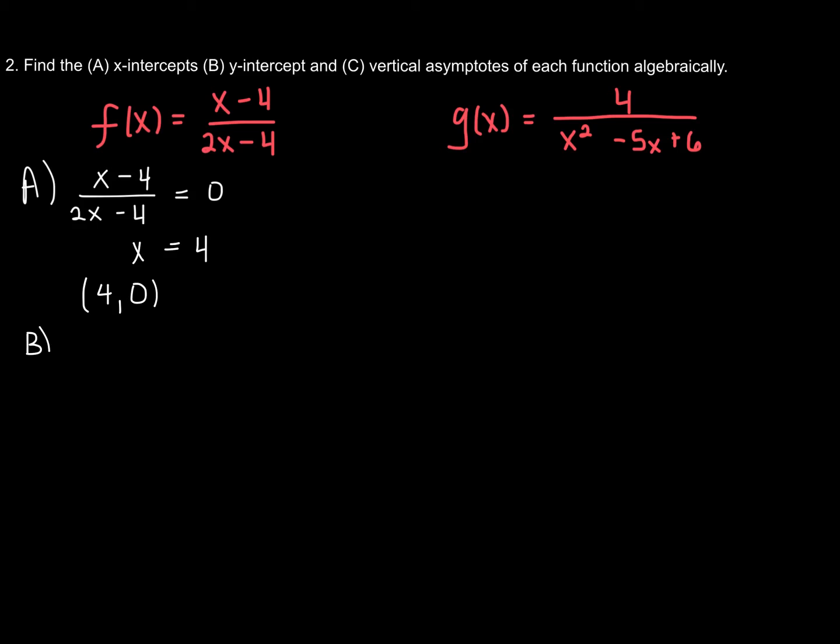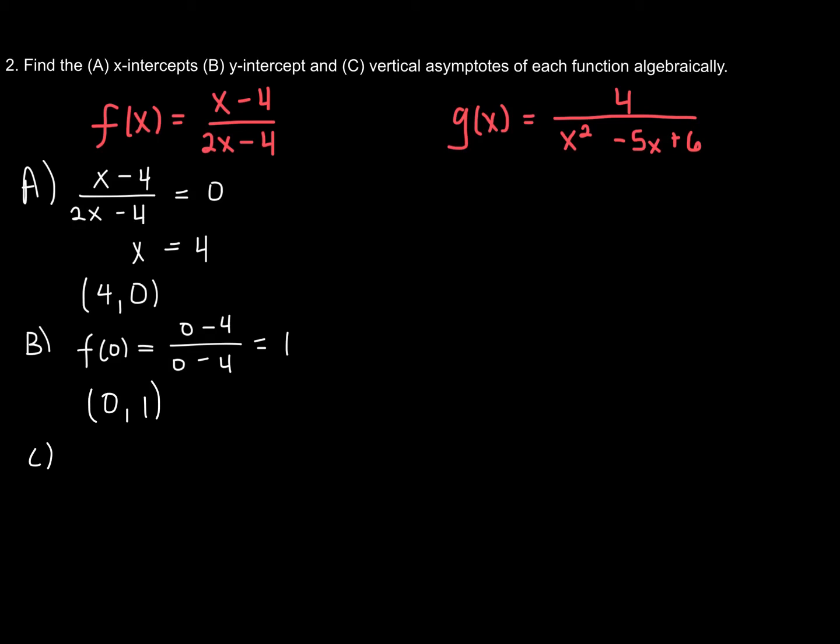All right, now the y-intercept. I know the y-intercept is just the value of my function when x equals 0. In other words, whatever f of 0 is. And so this will simply be 0 minus 4 over 0 minus 4. And that's -4 over -4, which is positive 1. So my y-intercept is the point (0, 1).